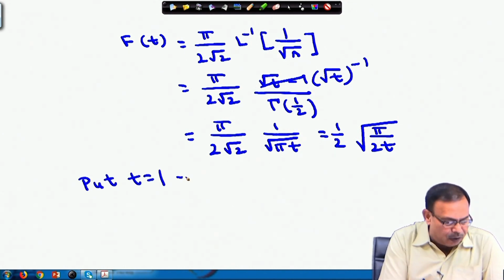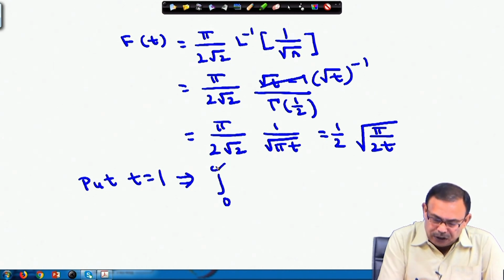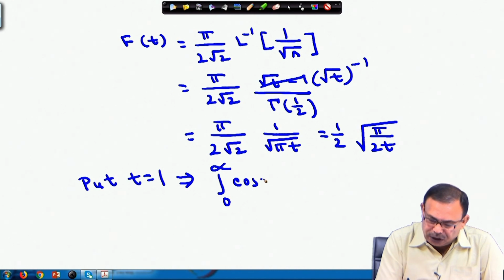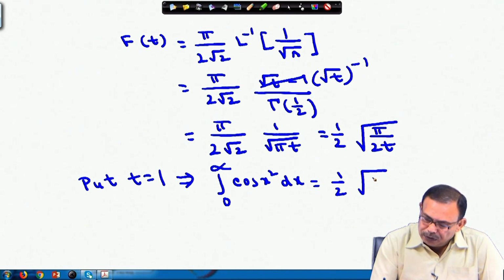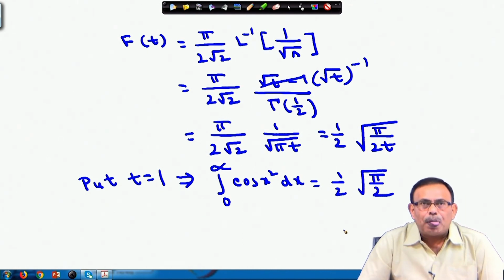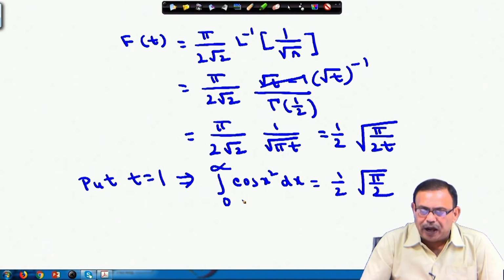Once I put t equals 1, my integral will become, instead of cos of t x square, cos of x square dx. At t equals 1, I am getting the value of my original integral, 0 to infinity cos of x square dx, equals half into root over pi by 2. In this way, I can evaluate the value of some integrals using the concept of Laplace transform, the convolution theorem, and other properties of Laplace transform.